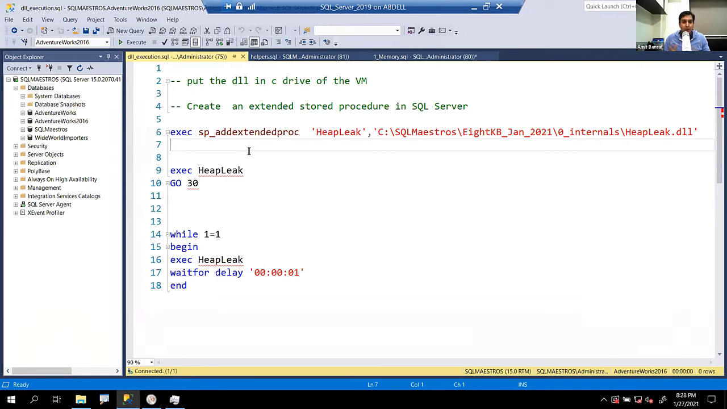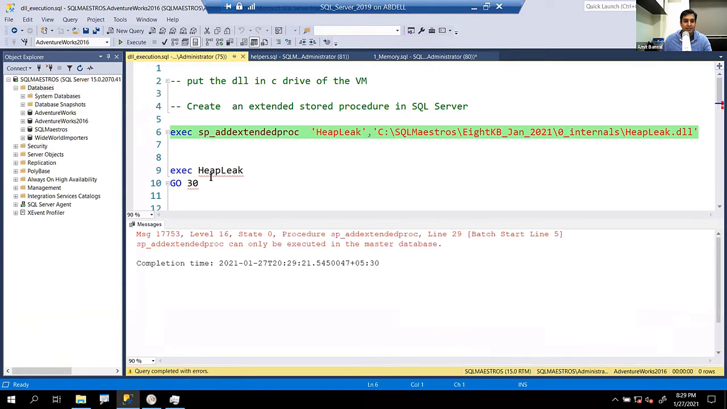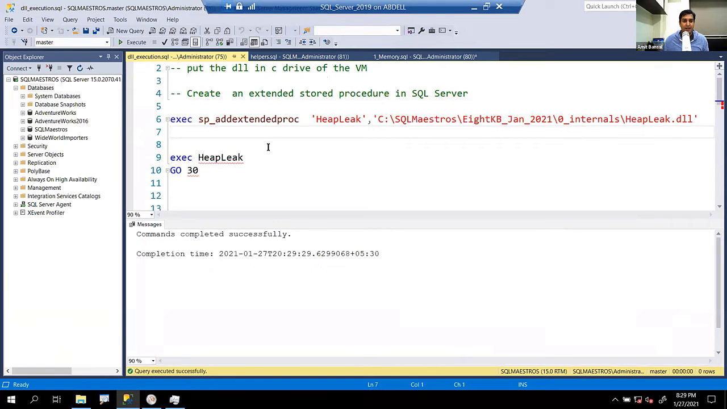All right, friends. So we talked about the memory clerk allocations and memory objects. Let's look into direct Windows allocation. On the slide, if you recollect, I talked about how direct Windows allocations do not go via this 3-layered architecture. So I have a DLL file here called Heap Leak Dll. Let's go and register this first. I'm executing in the master database. Okay, that's interesting. Let's execute this, and this is done.